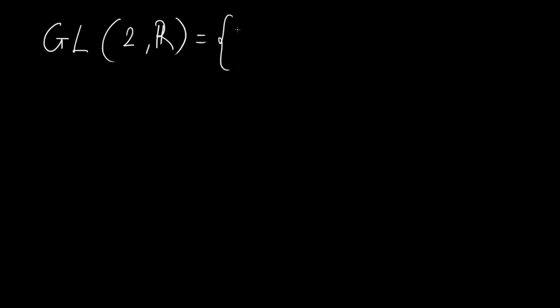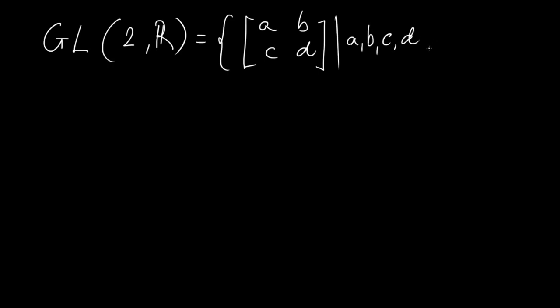Let's write it down more formally. It's the set of all the 2x2 matrices with entries a, b, c, d such that the entries are real numbers and the determinant is not 0. So ad minus bc is not 0. Remember, this is the determinant.